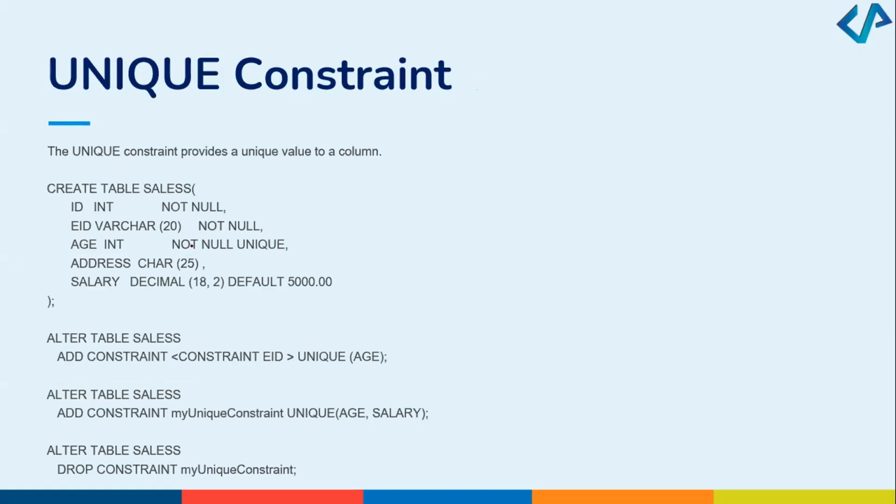Brilliant. Let's move to the next constraint. Some of you were even asking me, ma'am, what is unique constraint? Okay, see, there are some questions about primary and unique constraint. So we are going to look into it now. When I talk about a unique constraint, it provides a unique value to the column. I want all of you to observe this table creation that I'm doing, and then I'll explain it to you.